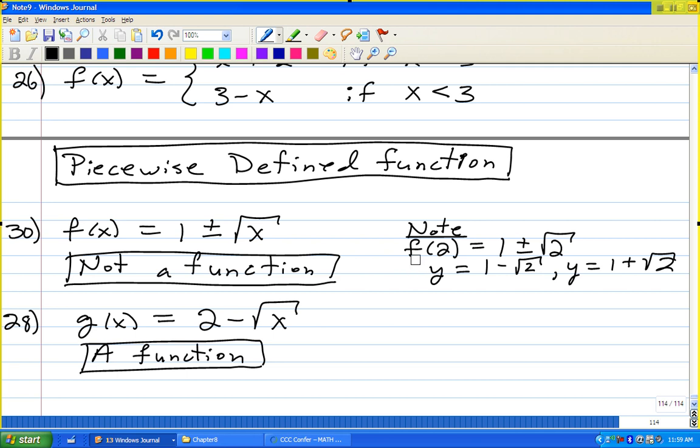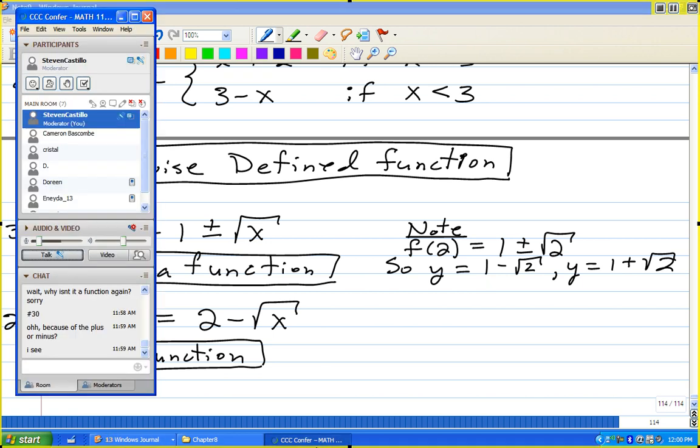So think of this as, you have a vending machine, and you select number 2. Well, sometimes you get 1 minus the square root of 2. Sometimes you get 1 plus the square root of 2. So you select number 2. Sometimes you get a candy bar. Other times you get coal. And you don't know which one you're going to get because it's either minus or plus. Yeah, it's because of the plus or minus.